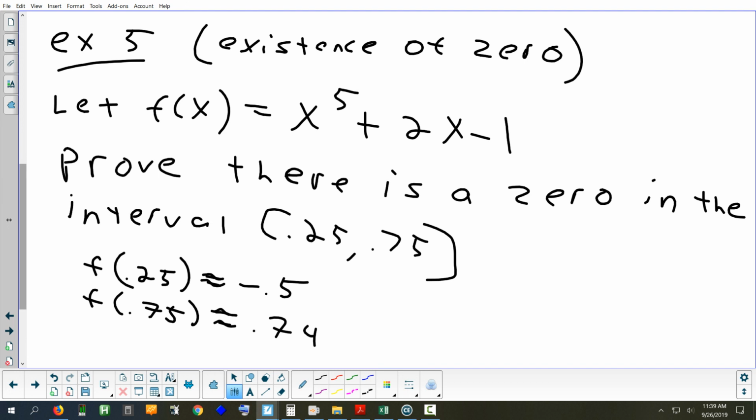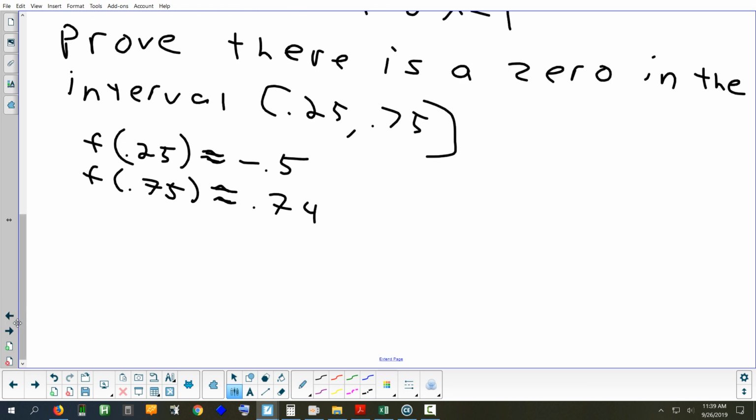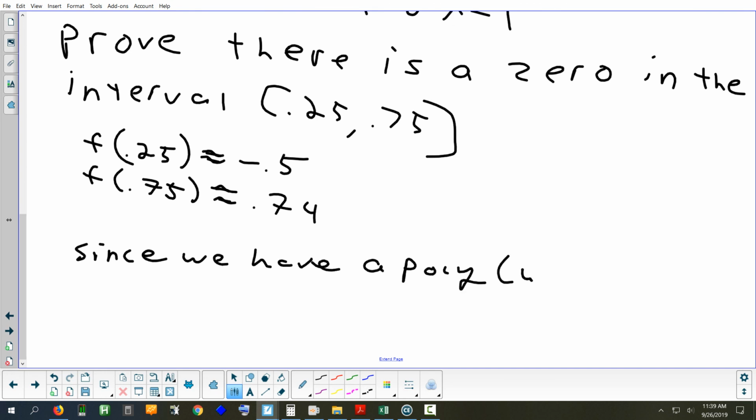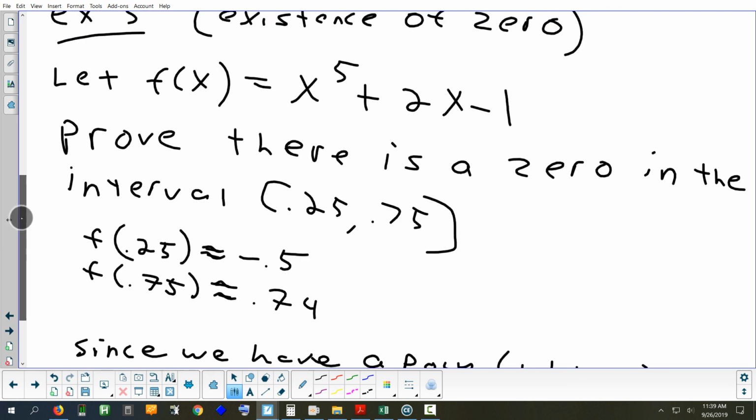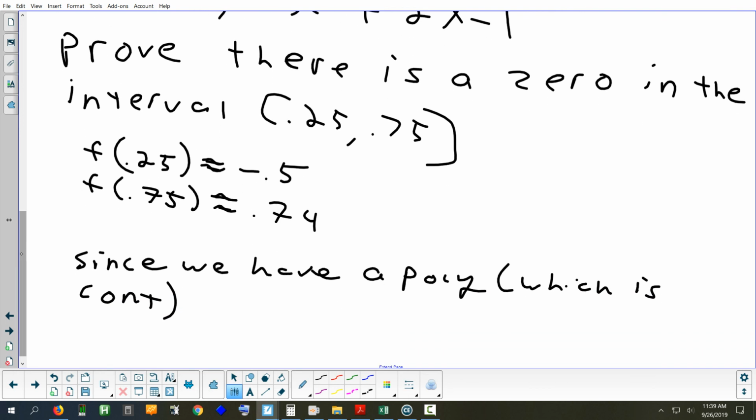Yes. Why? Because it's a polynomial. What is special about polynomials? They're continuous. Okay, let's write that down. So since we have a polynomial which is continuous. Okay, keep going. So I have a continuous function.